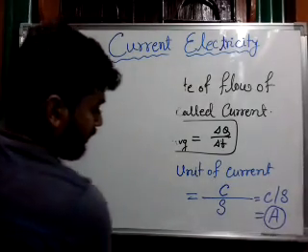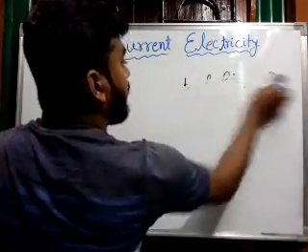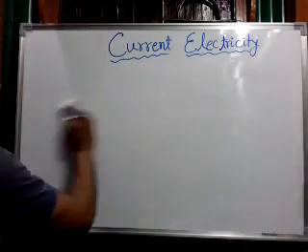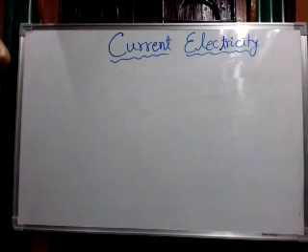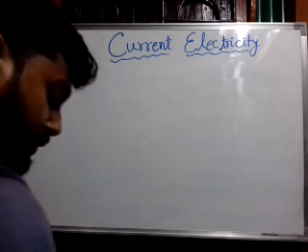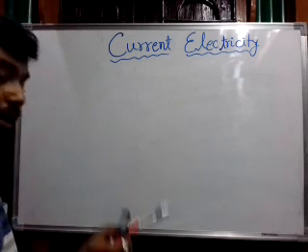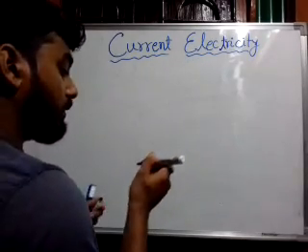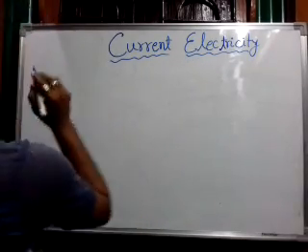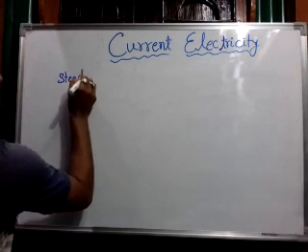Now we start the density of current. Before we start density of current, we learn 3 types of current. Okay. 3 types of current. One is steady current.